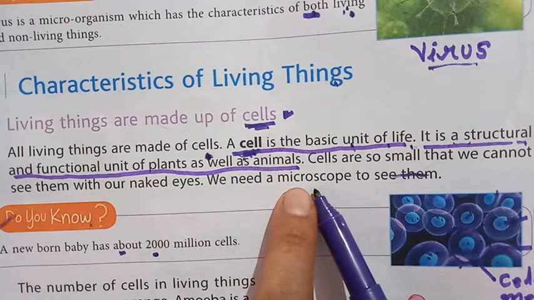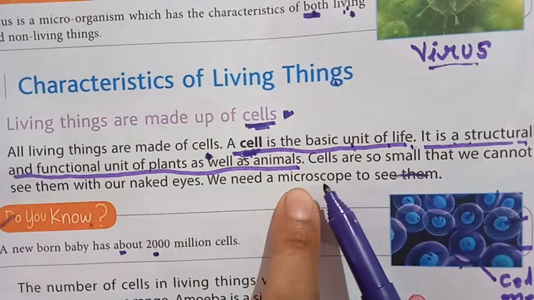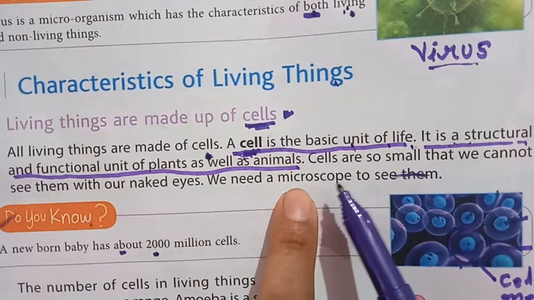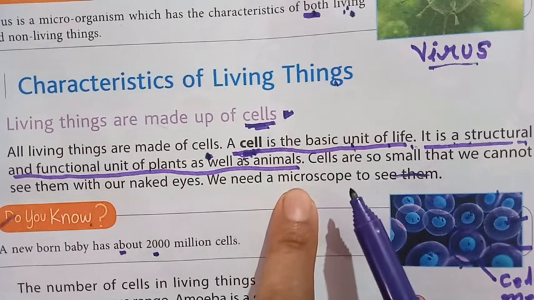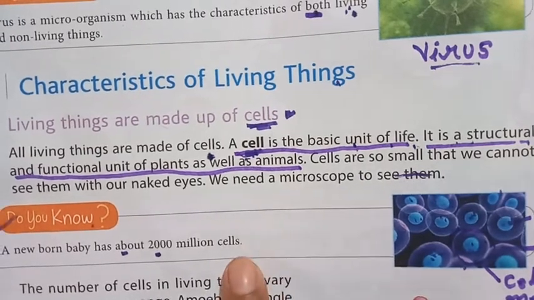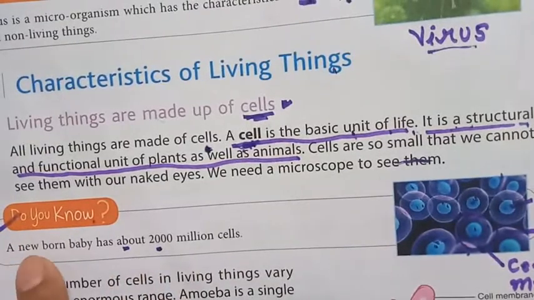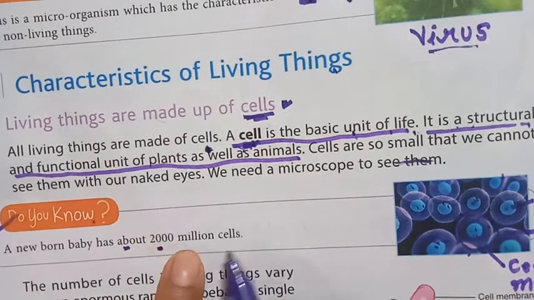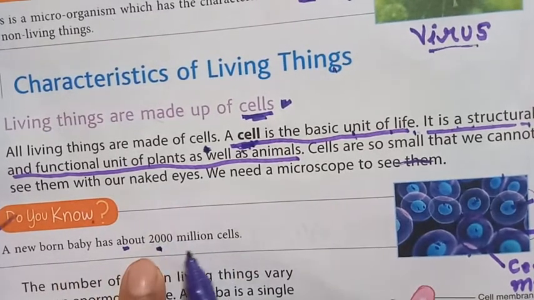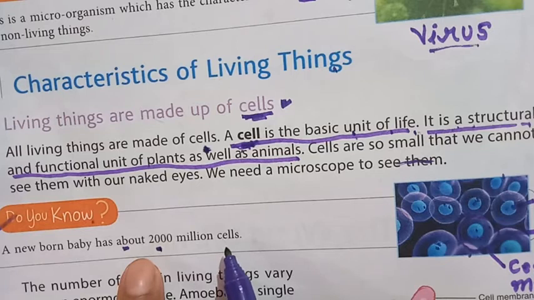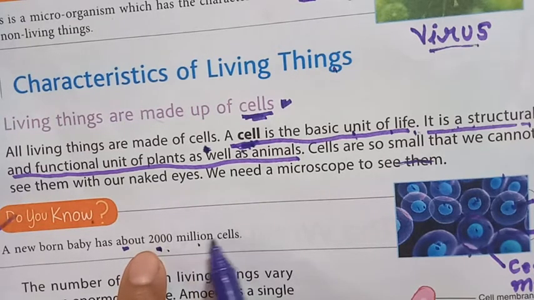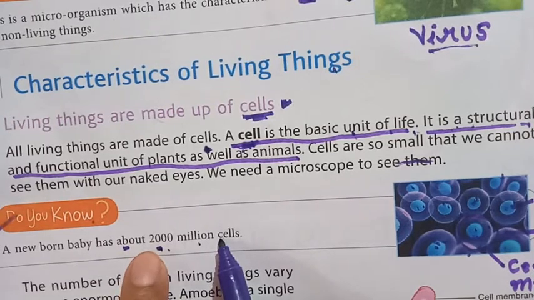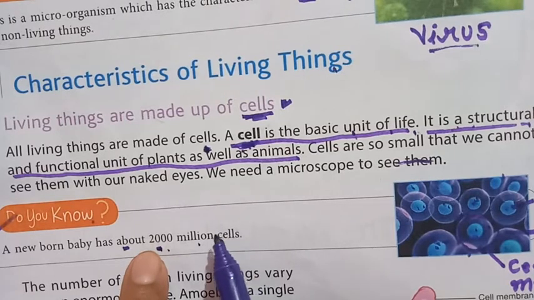Is it clear? Do you know what a microscope is? A microscope shows me very small particles. Now come to the next point. A newly born baby has about 2000 million cells. A small baby's body is made up of 2000 million cells. That means 2000 million cells are combined together and form the body of a baby.